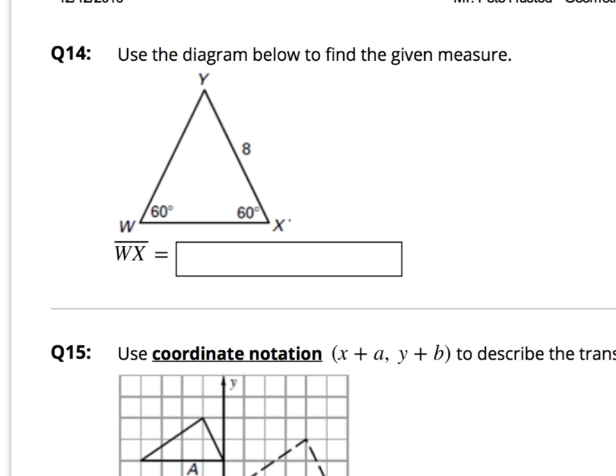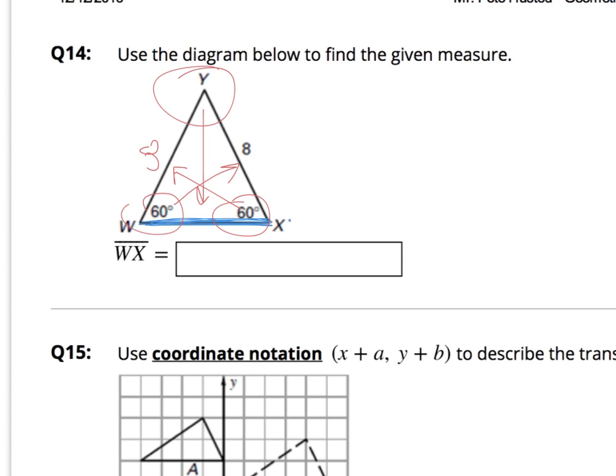Okay, number 14. We're going to use this picture. We need to figure out WX, that is this segment down here. How long is this segment? So here's what can help you. Okay, if you notice, you got these angles that are equal to each other, right? Opposite sides of those angles are always equal. So if this guy over here is 8, this one here is 8. But that still doesn't help you with looking across from this angle.